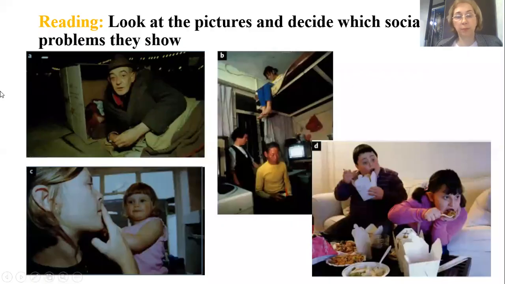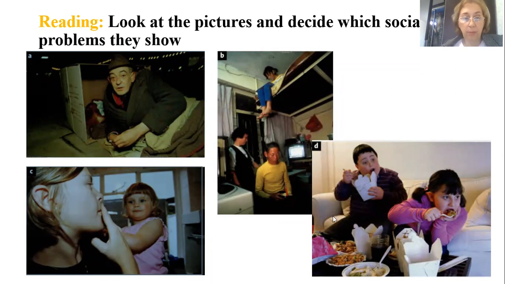And let's move to the slides, and now we are going to read some information about social factors that influence the practice of doctors, and which problems do these pictures illustrate?